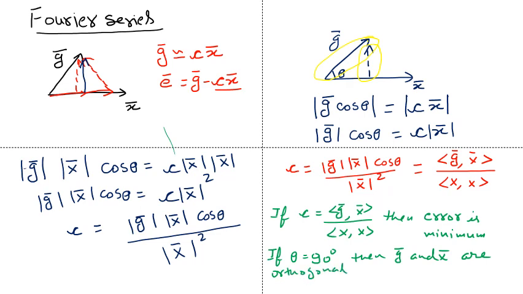So these vectors are orthogonal. For orthogonal vectors, the dot product between g and x will be 0, or we can say the inner product between g and x will be 0. It means the inner product here will be equal to 0 if theta is equal to 90 degrees. So in that case, c will be equal to 0. So we represent the vector g in terms of vector x. There's the same analogy, basically, that we can use in signals.